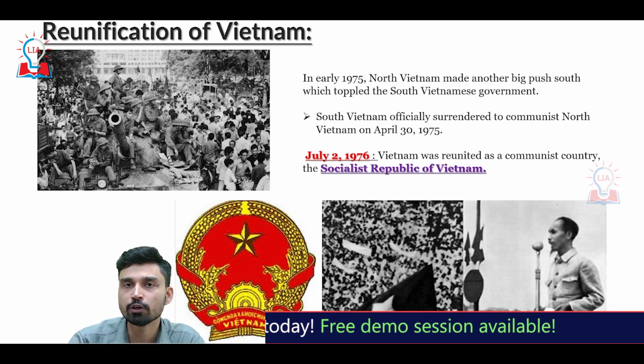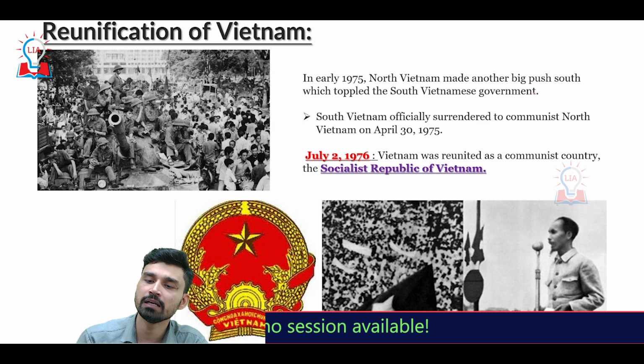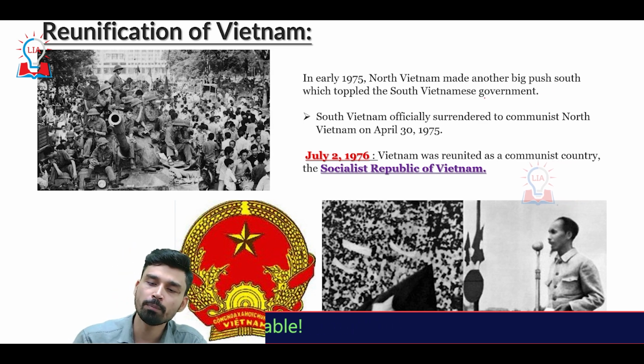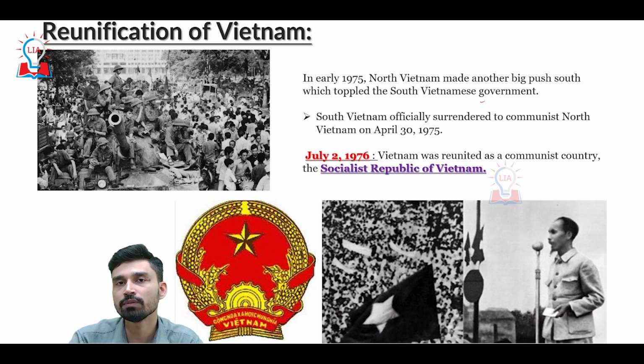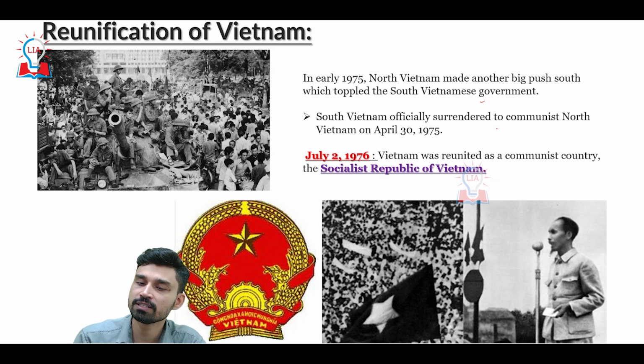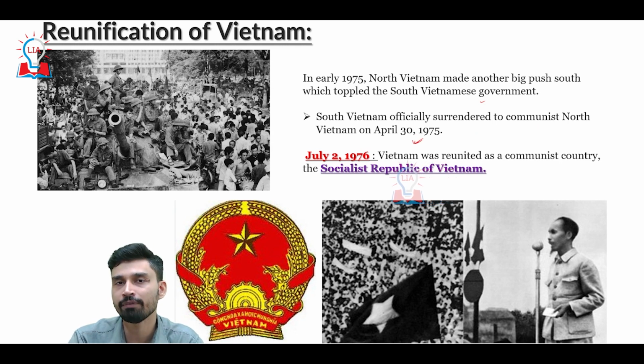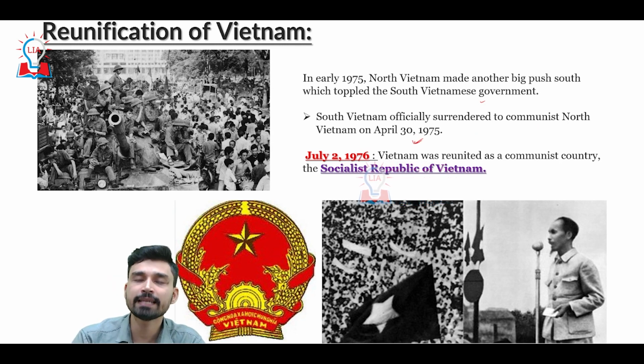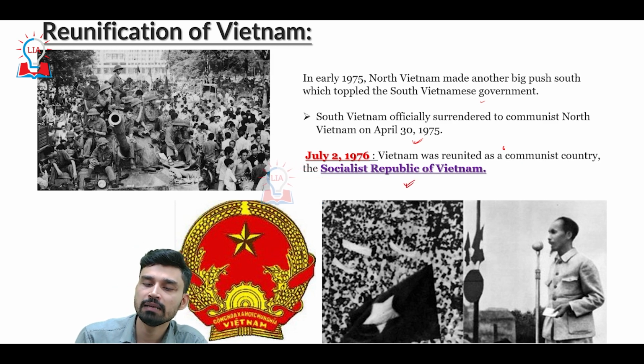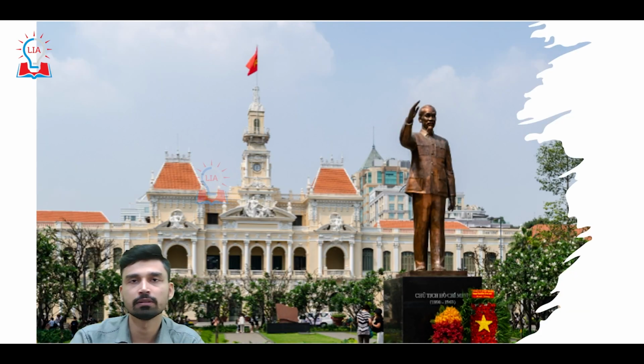In the early period of 1975, North Vietnam made another big push towards the South, which toppled the South Vietnamese government. As a result of this military onslaught, the South Vietnamese government officially surrendered to communist North Vietnam on the 30th of April 1975, following which, on the 2nd of July 1976, Vietnam was reunited as a single country under the communist government and was given the name Socialist Republic of Vietnam, with Ho Chi Minh being the president of Vietnam. The role of Ho Chi Minh is still highlighted and he is considered the most notable figure in the history of Vietnam.